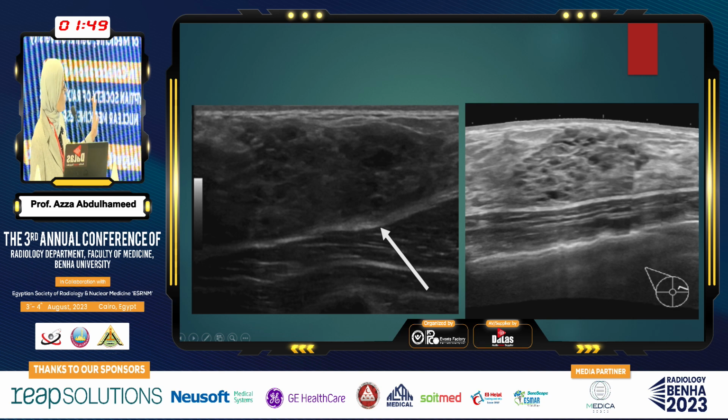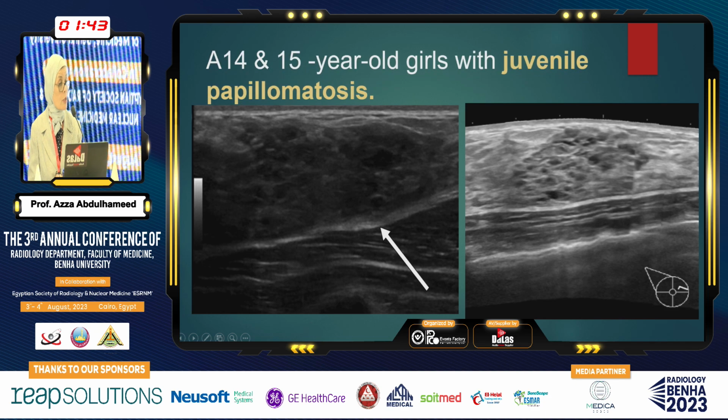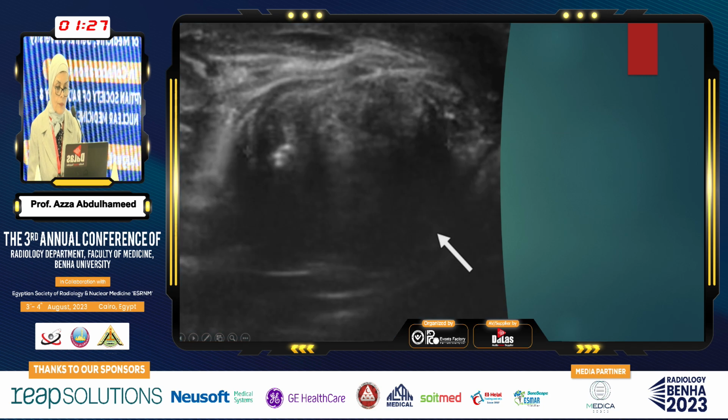Also a typical Swiss cheese appearance. When you see this in an adolescent girl, that is juvenile papillomatosis. Don't miss that. And this is an important diagnosis because despite being a benign entity, it's considered by some to be a marker for familial breast cancer, and the best management for that is surgery.